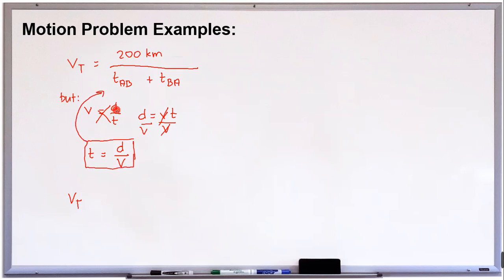to our working equation. So the V total is equal to 200 kilometers divided by the time from A to B. So in terms of the distance and the average velocity, that would be the distance from A to B over the average velocity in traveling from A to B, plus same with the time from B to A. So that is distance from B to A all over the velocity in traveling from B to A.